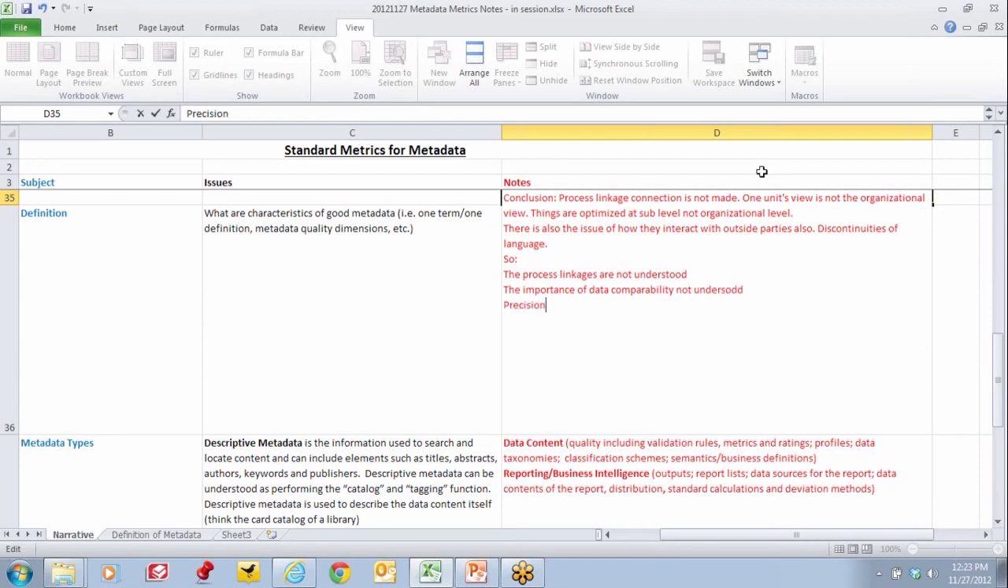Okay, but Sheila, I'm going to take all that and say the process linkage is not, a connection is not made, right? That one group's myopic view does not translate into the organization's collective view. Correct. So they've optimized at the subunit level, not at the organizational level.